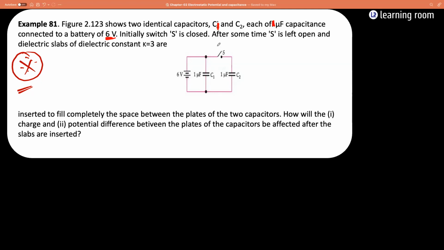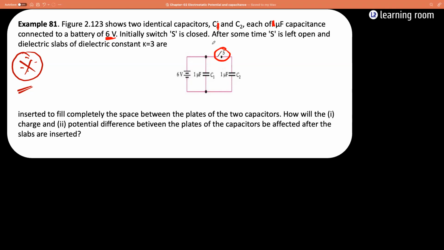Now, I'll ask you a sequence of questions, answer that. The switch being closed or open is going to impact which of the two capacitors present? C2. It is only going to be C2. For C1, what is the condition? C1 is always connected to the battery. So for C1, we need to apply only the battery connected scenario.